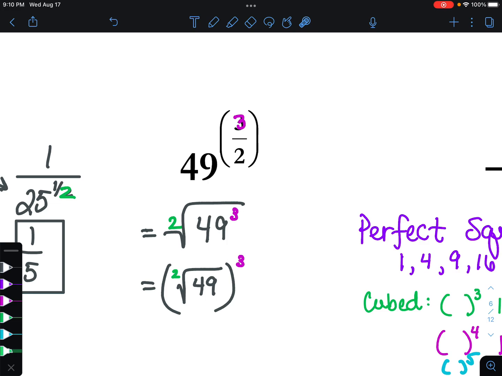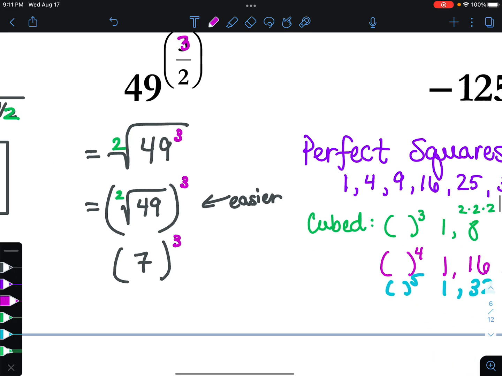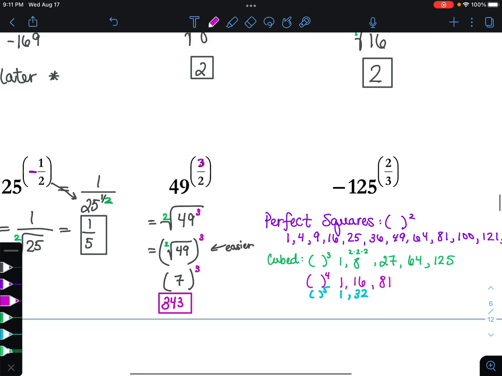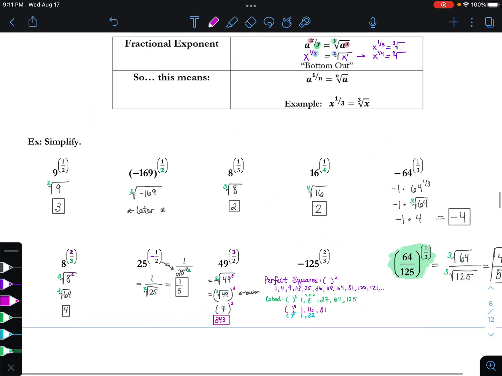So in this particular problem, since 49 is a perfect square, it would make sense to simplify and do it this way with the exponent outside. This one is easier. So square root of 49 is 7, and then we're going to cube 7. Now we didn't cube 7 before. This equals 343. This is one of the lesser known cube numbers, but it's a perfect cube nonetheless. All right, I hope that makes sense. Put a star or mark any that you want to go over in class tomorrow, and we'll do that.